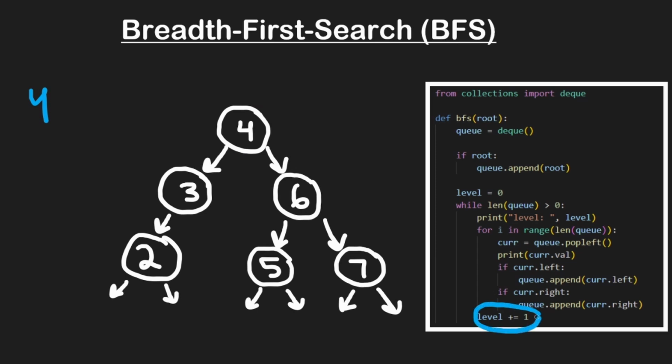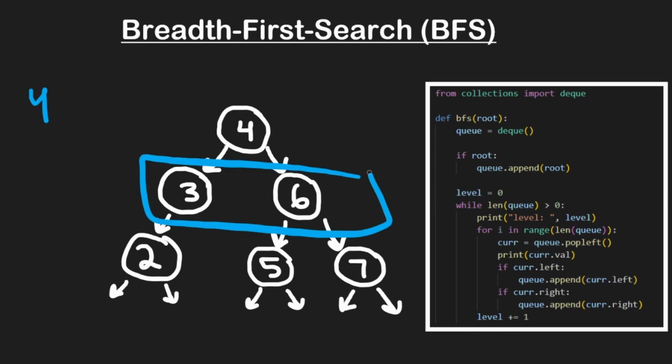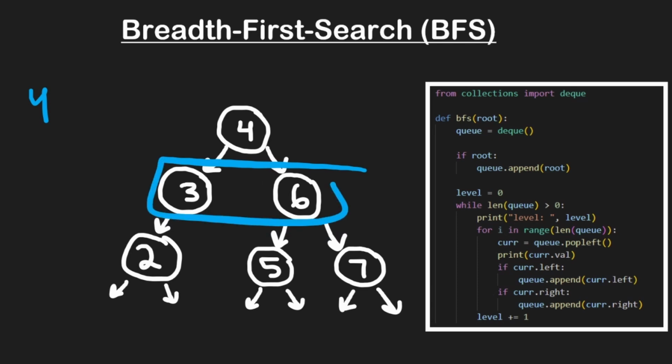So we increment the level by 1, and then we go back to our outer while loop and check, is the length of the queue greater than 0? We have 2 elements in the queue, so it is greater than 0. So we print the next level, level 1, if we're starting at 0, and then we pop from the left of the queue. So we would pop the leftmost. Let's say this is the leftmost because we inserted it first.